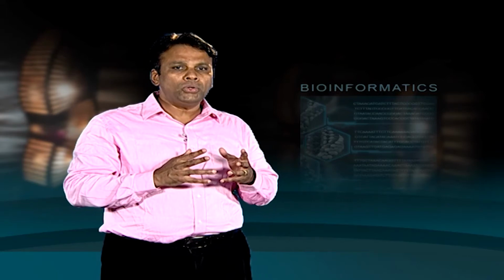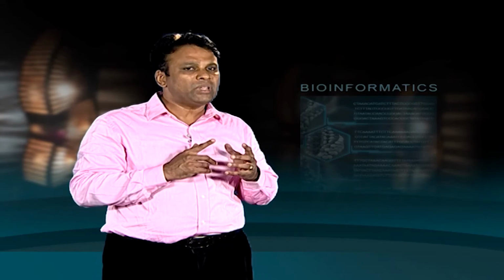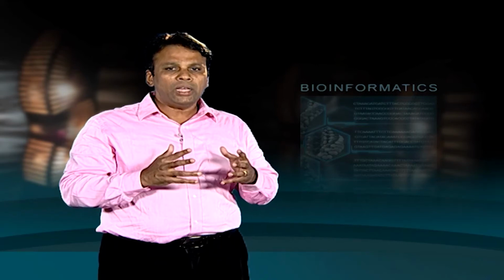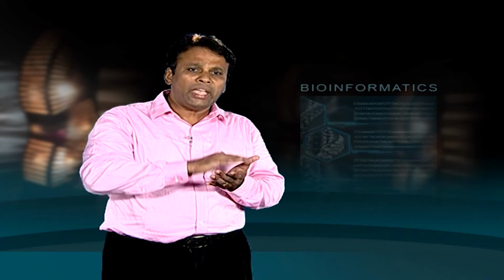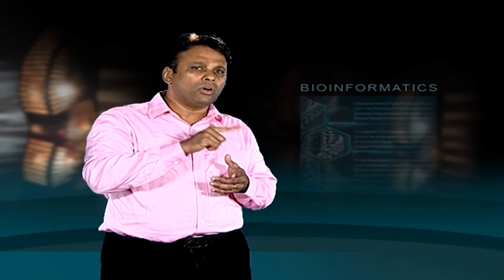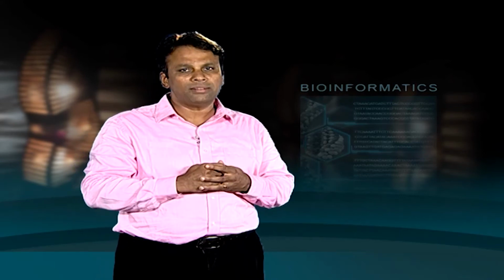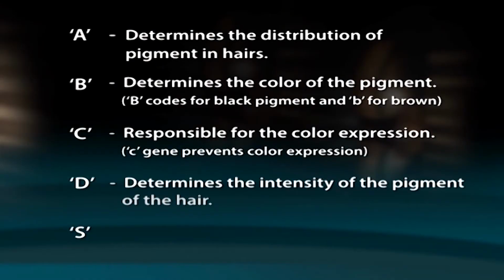Albino mice occur due to a recessive mutation of the capital C gene. The albino phenotype masks any phenotype that might be caused by the recessive homozygous small c. The capital D gene determines the intensity of the pigment of the hair.